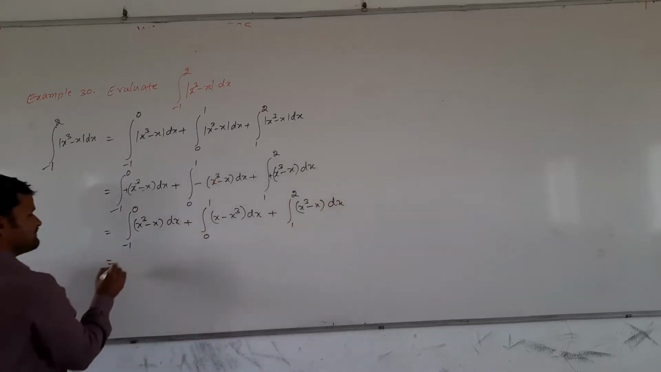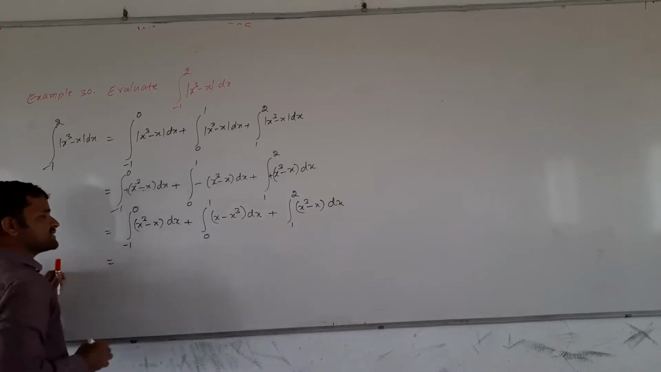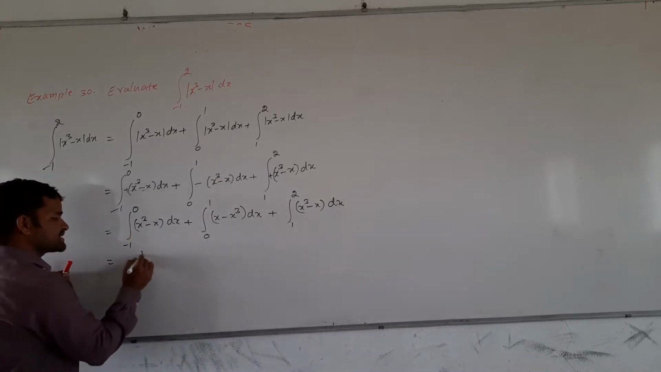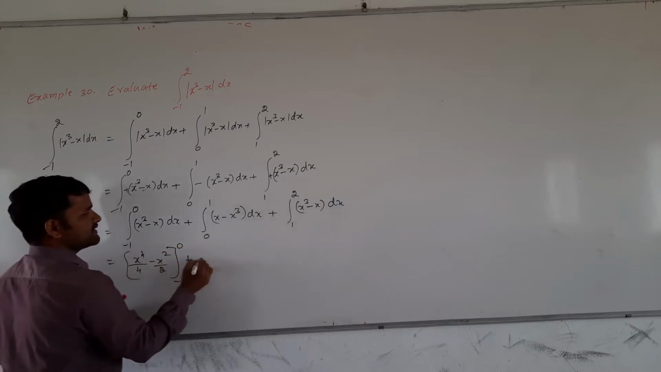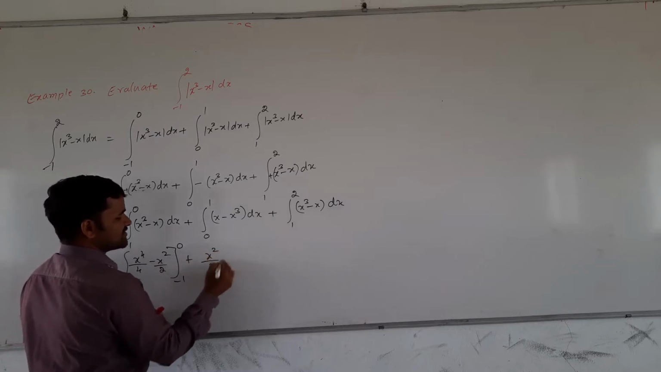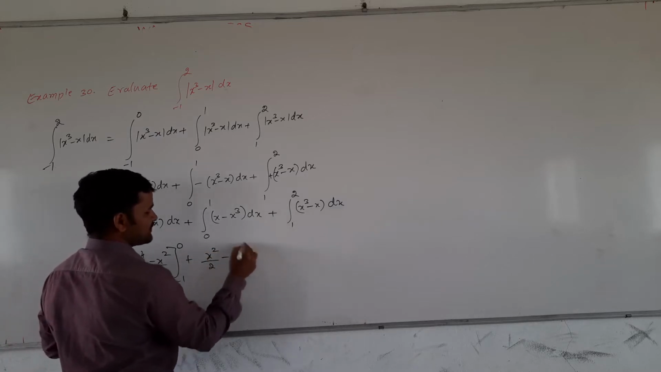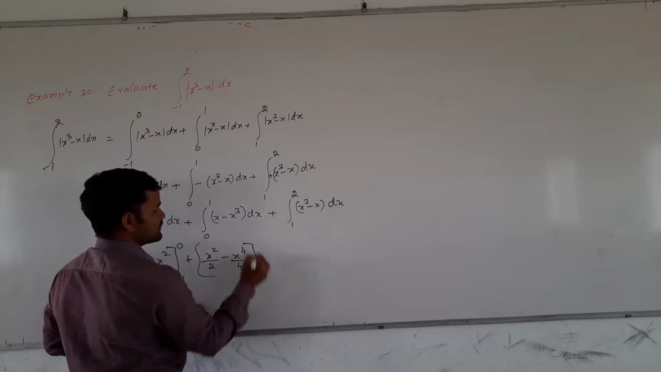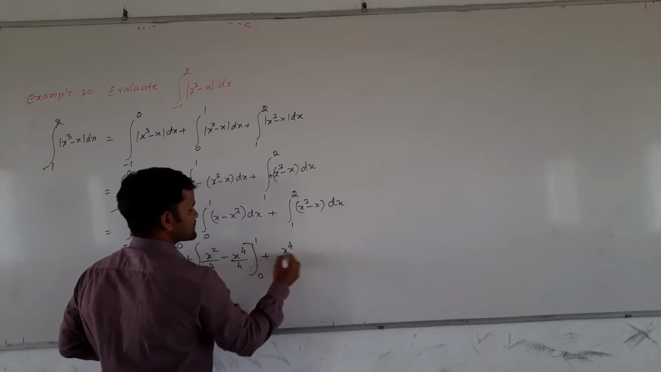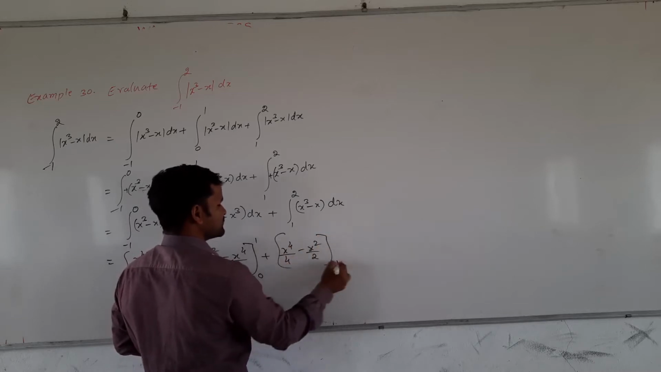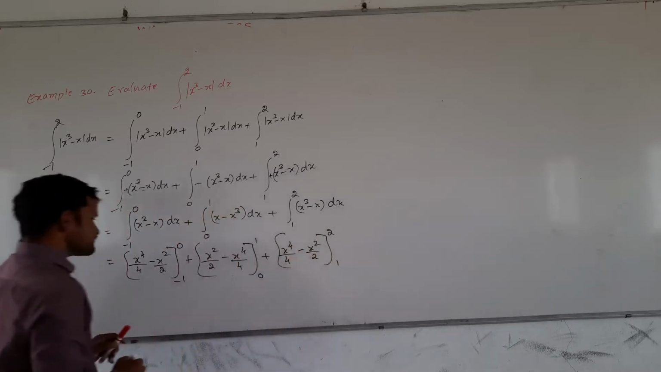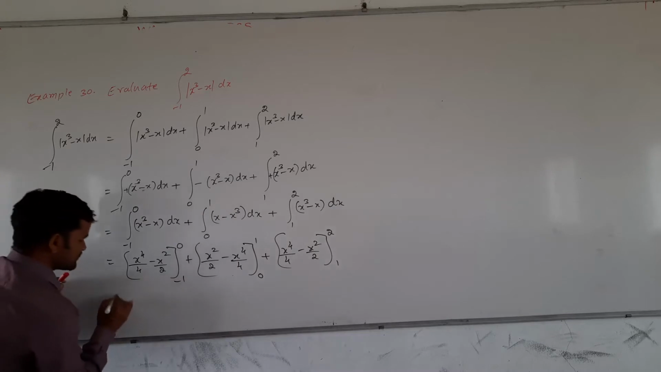Now, we can integrate it very easily. What is integration of x raised to 3? It is x raised to 4 by 4 minus x square by 2 from minus 1 to 0. Again it is x square by 2 minus x raised to 4 by 4 from 0 to 1, plus x raised to 4 by 4 minus x square by 2 from 1 to 2. Okay. Now, we will substitute the values.